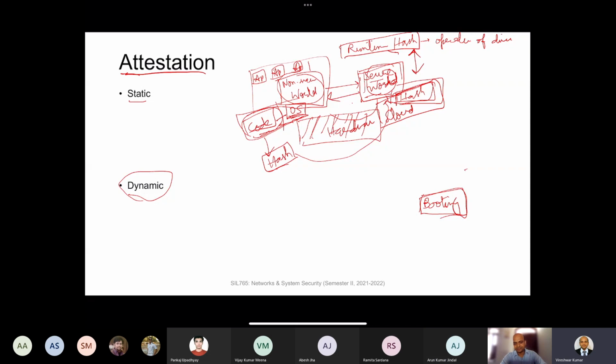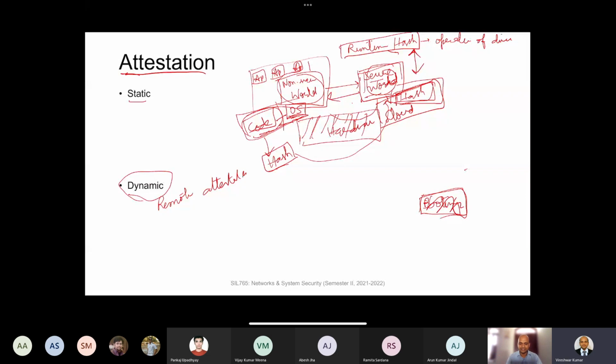Okay, so now let's look into a more dynamic environment where things are changing, where the OS is getting updated. For that, there has been a mechanism which is also called remote attestation. The term dynamic can refer to anything.